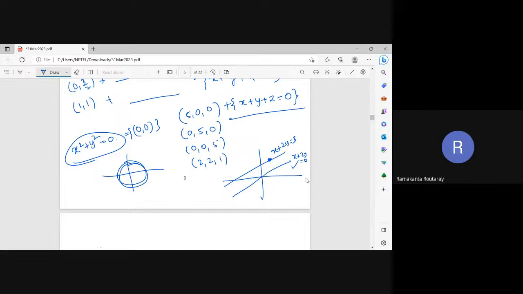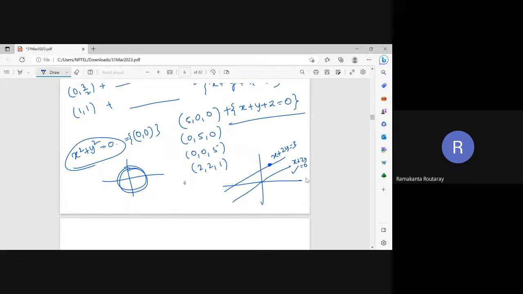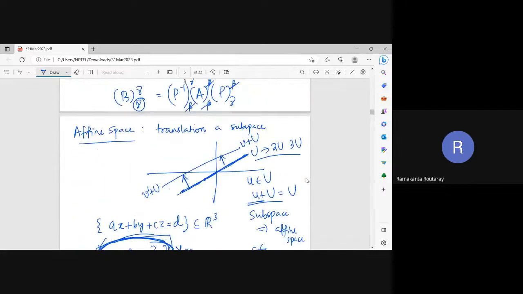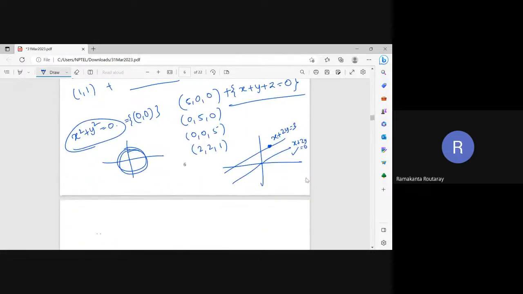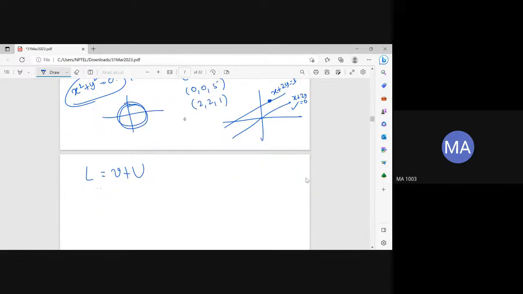Okay. So the linearity has to be maintained from the original equation, and if the right-hand side value itself gets changed, only then can we say that it is an affine subspace. This is a vector from this line that you want. An affine space looks like V plus U, where this V belongs to L.